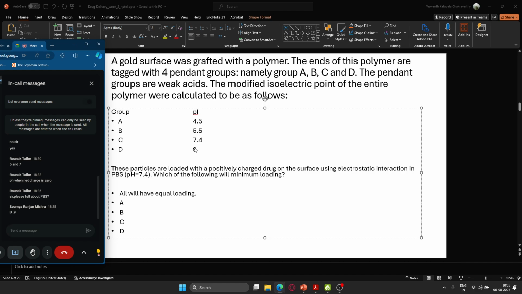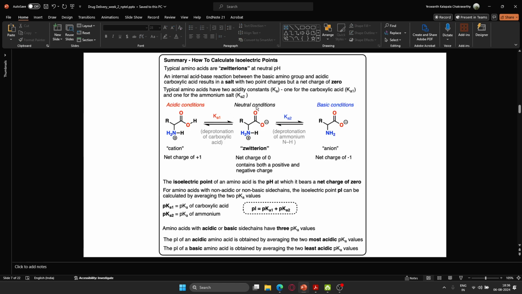Yeah, so Soumya says 9. Basically, if you think about it in terms of the PI of the polymer, let's go over it one by one. So A has a PI of 4.5. Now the pH of PBS is 7.4, right? So basically what I'm doing is subjecting the polymer to more basic conditions, because 7.4 is greater than 4.5. I'm basically deprotonating the ammonium in the pendant chain of A. So A will have a net negative charge in PBS, right?